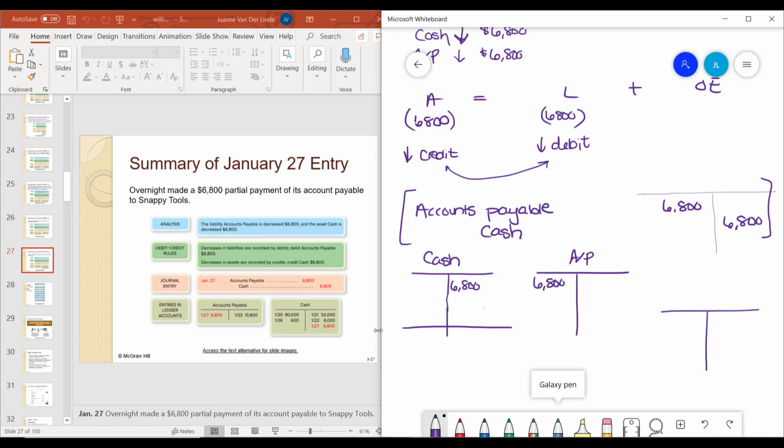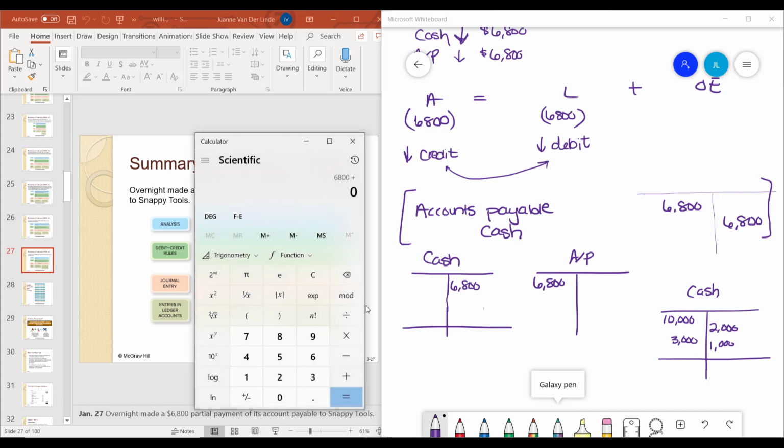Let's just assume a new cash account. Let's assume that I debit the cash account for $10,000. Then I credit it for $2,000, debit it again for $3,000, and then credit it for $1,000. Remember, cash accounts are asset accounts. And asset accounts normally have a debit balance. So let's figure out how we would figure out the balance in the cash account. Remember, it's the combination of your debits and credits. So we take that $10,000.